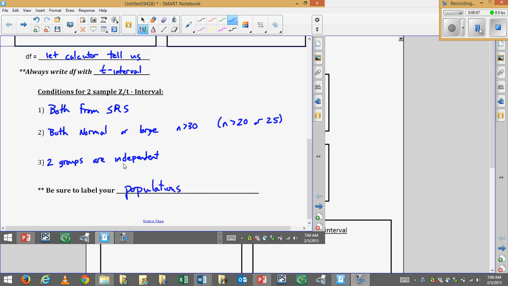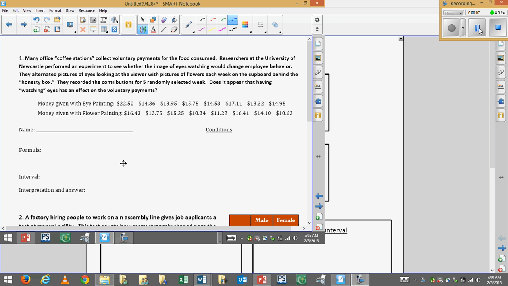So, let's do a couple practice problems. So here's I guess an exercise or an experiment in a little bit of human psychology. The researchers at the University of Newcastle did this experiment to see whether the images of eyes watching would change employee behavior. So they took a picture of flowers and they alternated it with a picture looking at the viewer, just eyes. So maybe like a portrait. So it's a portrait with eyes versus flowers, back and forth.